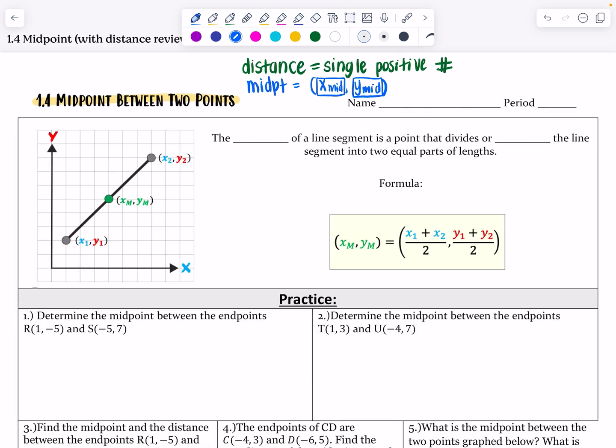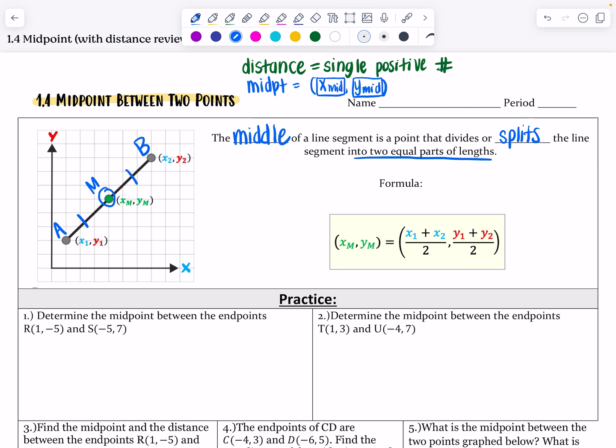Okay, so what is the midpoint, just as a review? The midpoint is going to be the middle of a line segment. The middle of a line segment is a point that divides or splits the line segment into two equal parts of length. So if this is my midpoint right here, it is going to divide this segment, segment AB, evenly in the middle to where A to M is the same length as B to M.